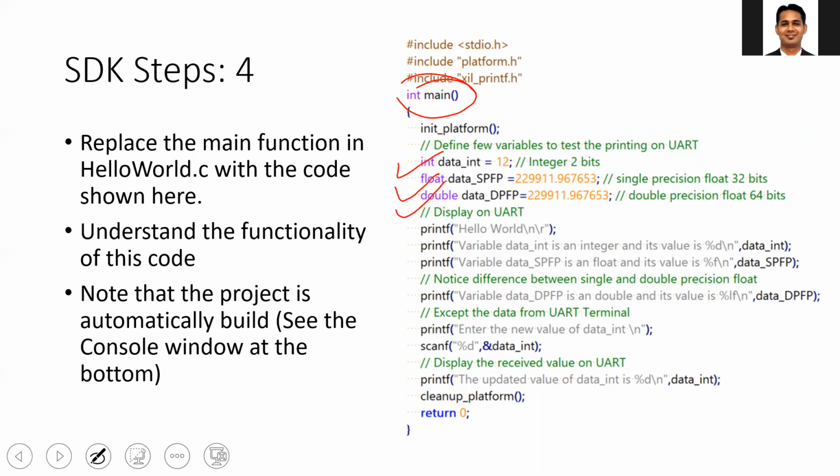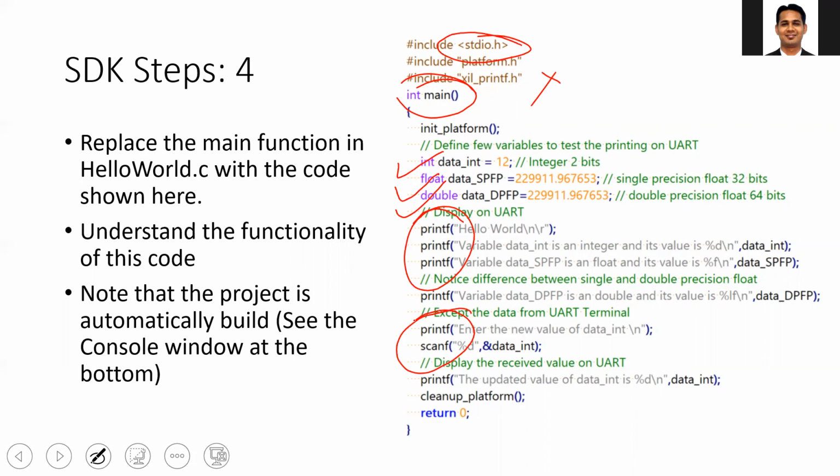Then you can see that here I don't need to develop a driver for the UART. I'll use stdio.h, and then I'll use the printf statement. So whatever I'm printing will be printed on the UART terminal. I don't need this xil_printf.h, so you can ignore that one. And then using the scanf statement, I can also receive data from the UART, and then I can display it.